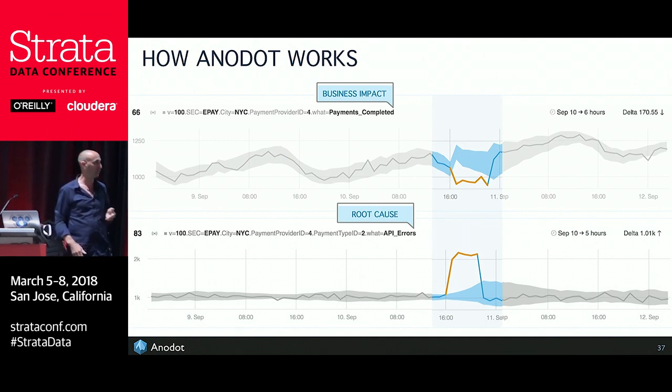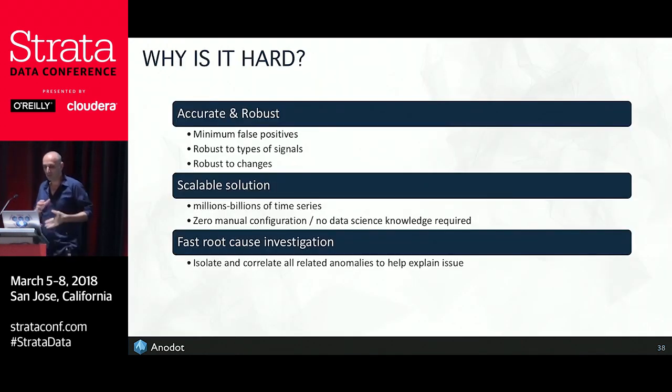Why is our API breaking more than usual? And that's really the crux of what you need to do if you want to both get the information about what's happening and where it is happening. So why is all this hard to build, a system like that?